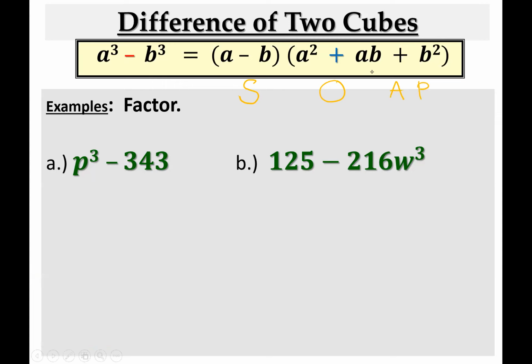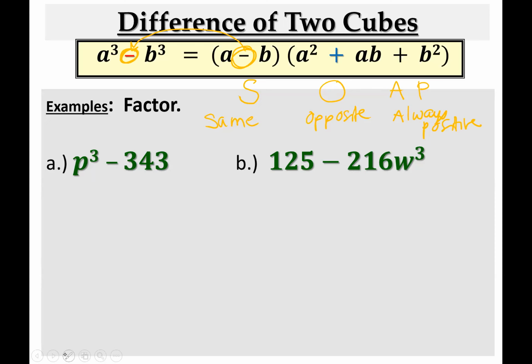This stands for same, opposite, and then always positive. So as you're using these perfect cube formulas, notice that the first sign is always the same as the original problem, so minus in this case. Then the next sign, which is plus in this case, is always opposite. And finally, the last sign is always positive. So you always have that plus b squared at the end.